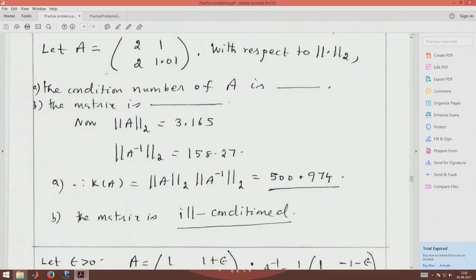Now, I consider another example. Taking A to be a 2 by 2 matrix, I want you to compute the condition number of A with respect to the 2 norm. So, when I work out the 2 norm for the matrix A, that turns out to be 3.165. I also require the 2 norm for A inverse, because I am asked to compute the condition number of A. So, norm A inverse 2 turns out to be 158.27.